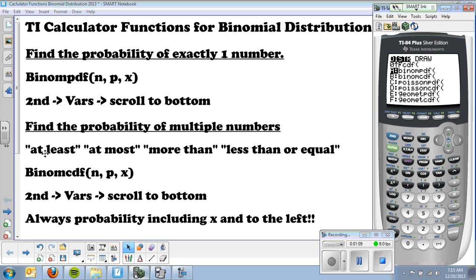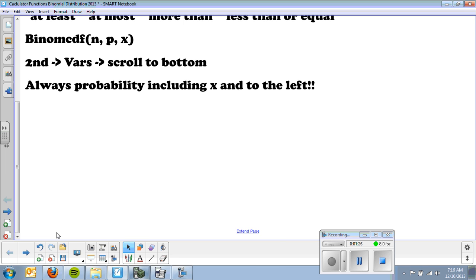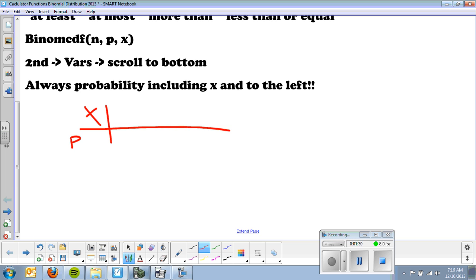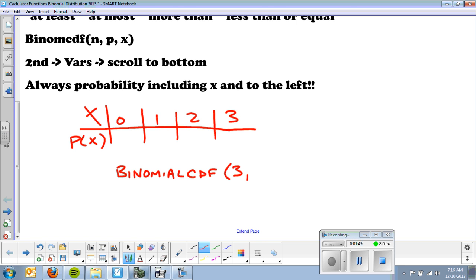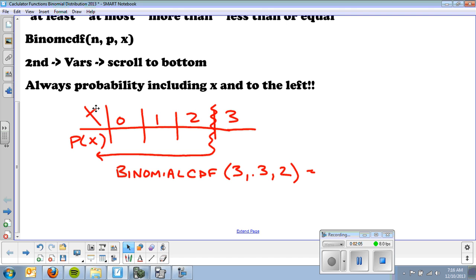These are questions that involve words like at least, at most, more than, less than, or equal to. With the binomial CDF, the area that the calculator will give you, or the probability, is always including x and the area to the left. So if I could do a quick example, let's say you had a probability distribution table, and the possible values were 0, 1, 2, 3. I'm not going to make up probabilities, but if you were to type in binomial CDF, so there's 3 total. Let's say the probability of success is 0.3, whatever. And if you were to enter 2, the answer that it's going to give you is basically including 2 in all the area to the left. And again, that's something that we'll practice more with.